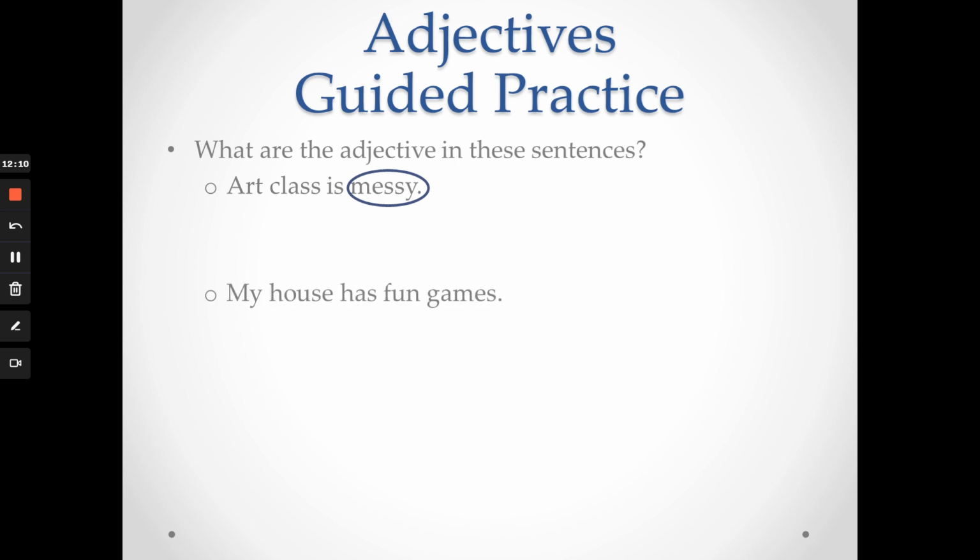My house has fun games. What is the describing word in this sentence? Which word tells us what kind of games? Fun.